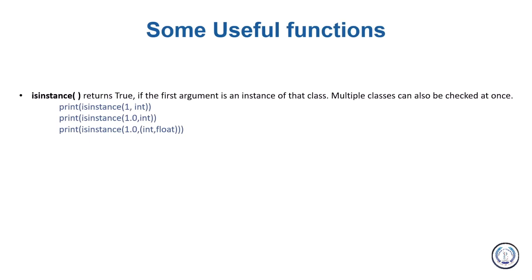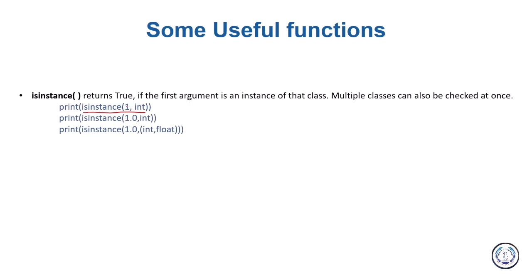Okay, the next function is isinstance. It actually returns either true or false, and it just checks whether a given data value belongs to this type or not. For example, if you want to check whether 1 has type integer, you can check that using this function.